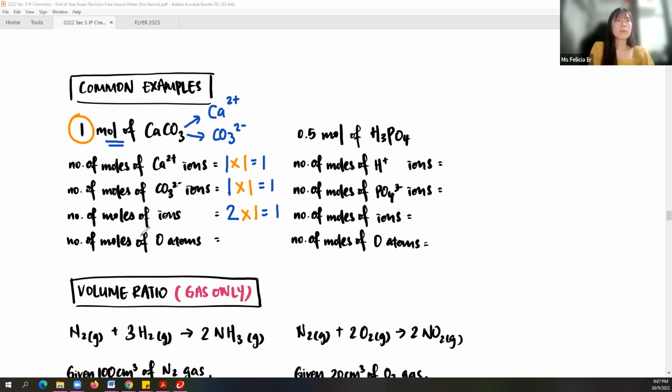Then next, number of moles of O atoms. So over here, I have 3 oxygen. So I'll put in number 3. Then remember to times the number in front, times 1. That's why the answer will be 3 moles. By right, you add your unit, but a bit no space. So never mind. Like that.